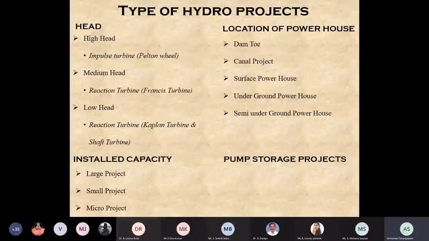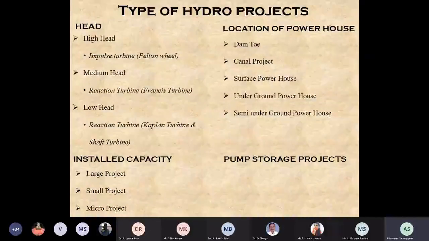And only the water will come out through the tailrace tunnel, one small tunnel. Otherwise, everything will be inside the hill. So this is an underground project powerhouse, and semi-underground means most of the part is below ground. 50% of your building will be below your soil, and 50% of your structure, the superstructure, will be above your soil. So this kind of structure is called a semi-underground project powerhouse.